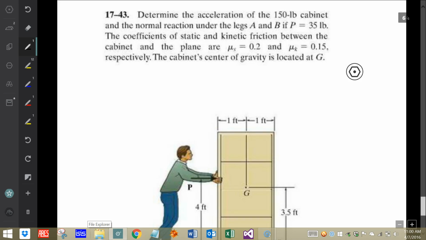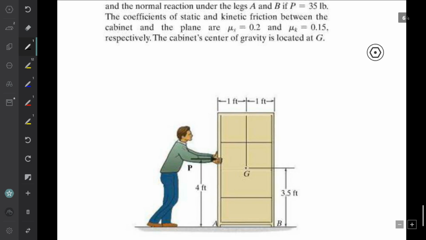Okay, here's a problem that I want to work. It says to determine the acceleration of this cabinet and the normal reactions under the legs, and they give me a force P and coefficients of friction, etc. Now, it's not clear to me if this thing actually slides or tips or what it does.